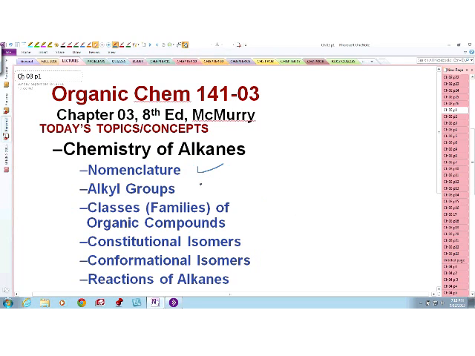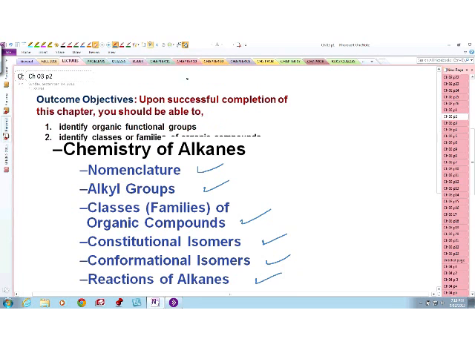We are going to discuss the nomenclature of alkanes. We'll discuss our alkyl groups, and we'll show you different classes of organic compounds. We also are going to discuss constitutional isomers, conformational isomers, and finally reactions of alkanes. And I think we should be able to finish chapter 3 in 2 lectures.